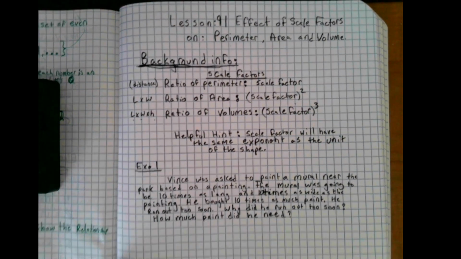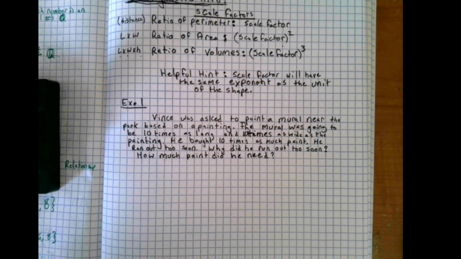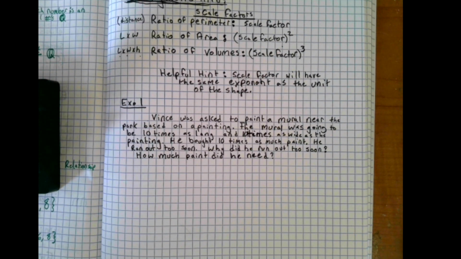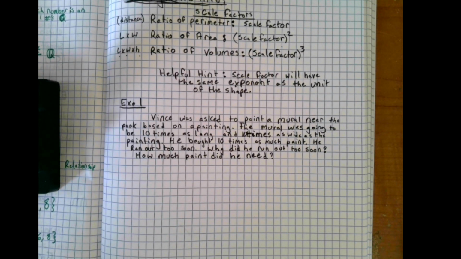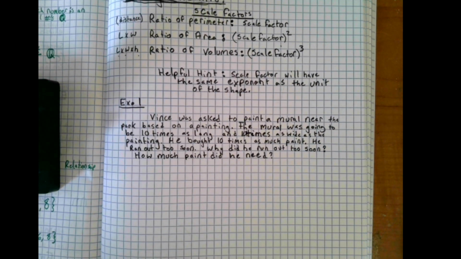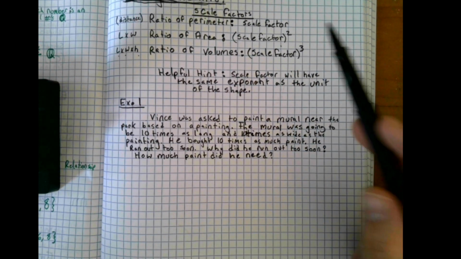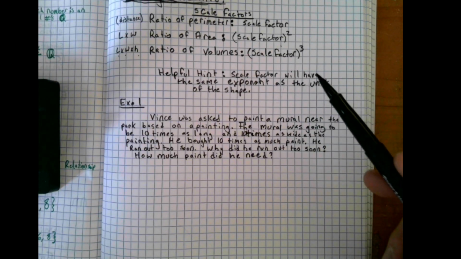Now, example 1 says Vince was asked to paint a mural near the park based on a painting. The mural was going to be 10 times as long and 10 times as wide as the painting. He bought 10 times as much paint. He ran out of paint too soon. Why did he run out of paint too soon? How much paint did he need? Well, first off, this example should seem very clear given our information we went over in this section.